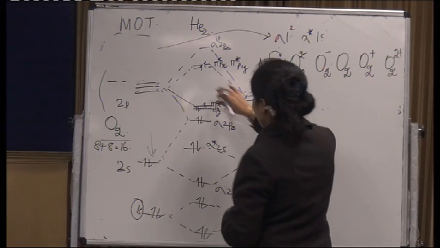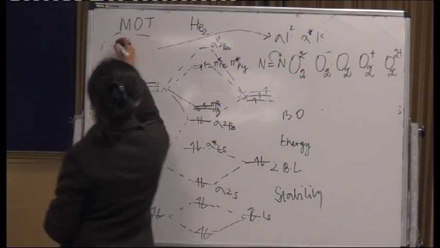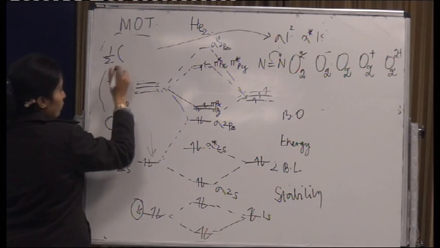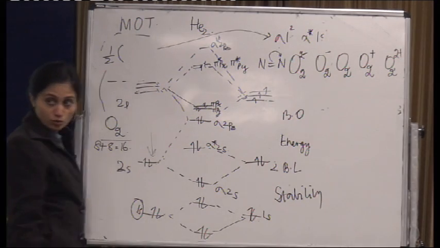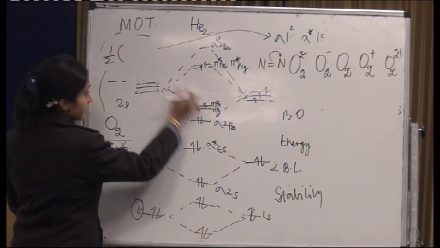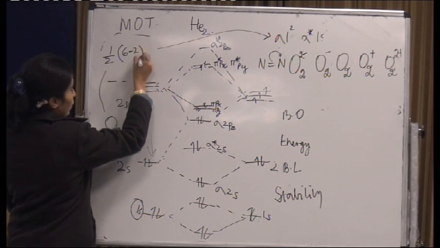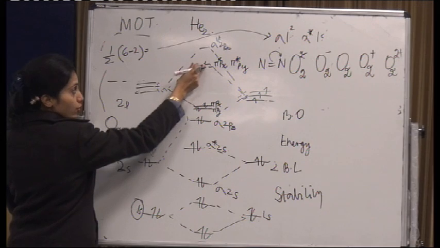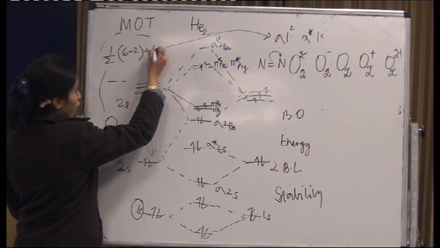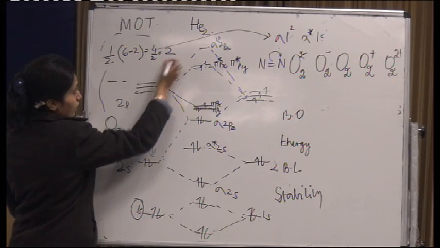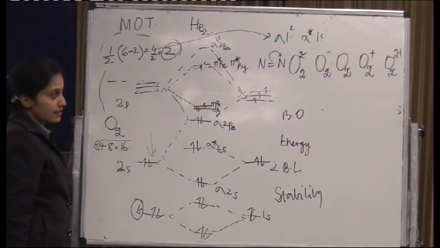Now for the bond order of normal O2, that will be half of the number of bonding electrons minus anti-bonding electrons. Let's look only at the p orbitals, because the lower ones are totally filled. So that will be 6 minus 2, with 2 in pi star px and pi star py. So that will be 4 by 2, which is equal to 2. So the bond order of O2 is 2.